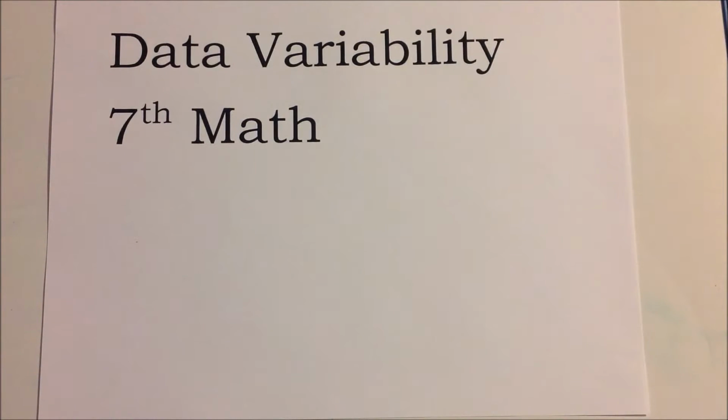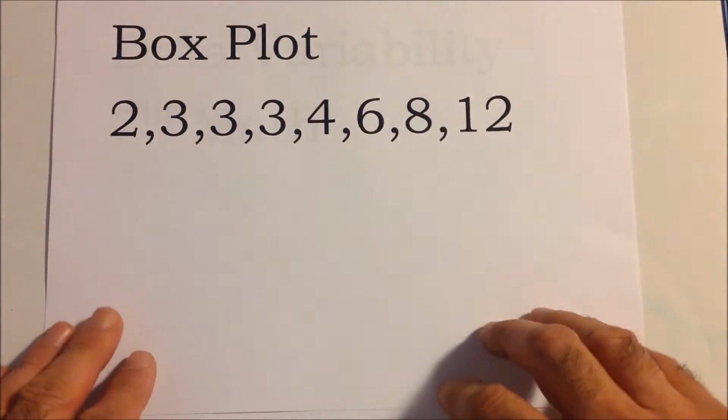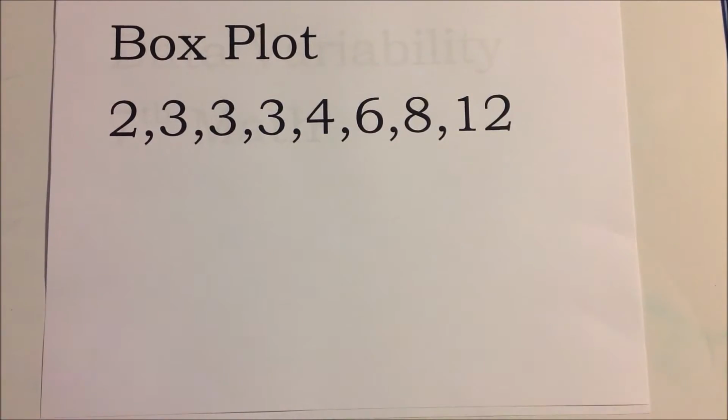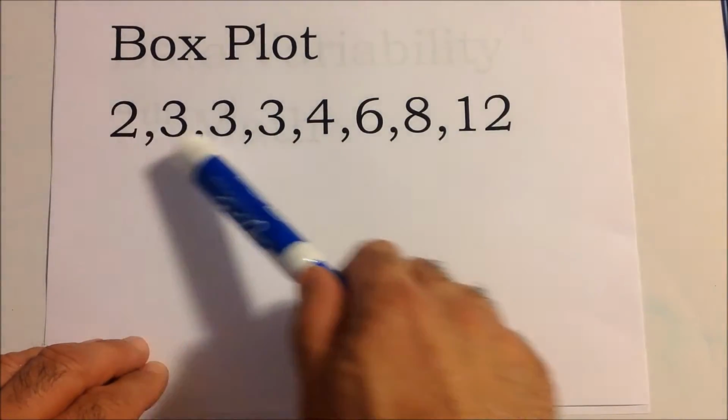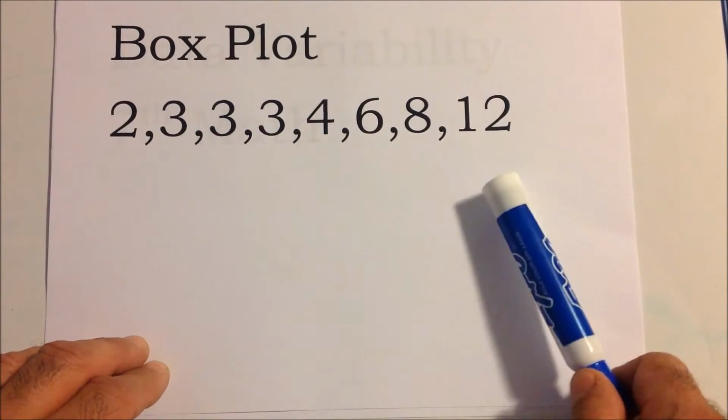So when we do data variability, we do box and whisker plots. That's one thing we can do. And we did box and whisker plots in 6th grade, so we'll just call them box plots. The first thing is you look at the data, these numbers, and we want to make sure that they're in order, and they're in order already.